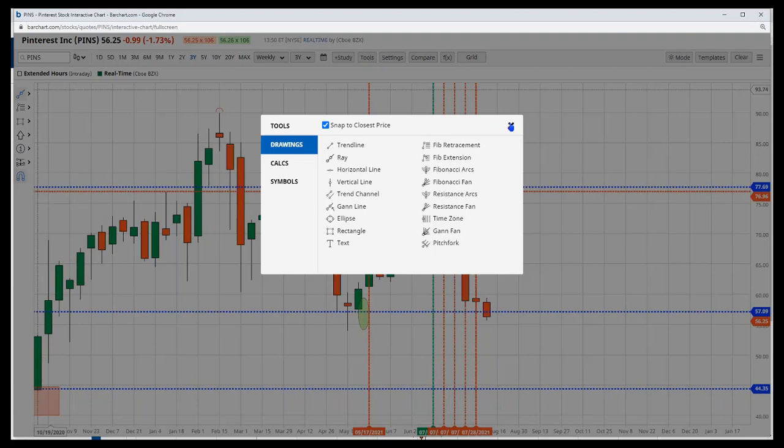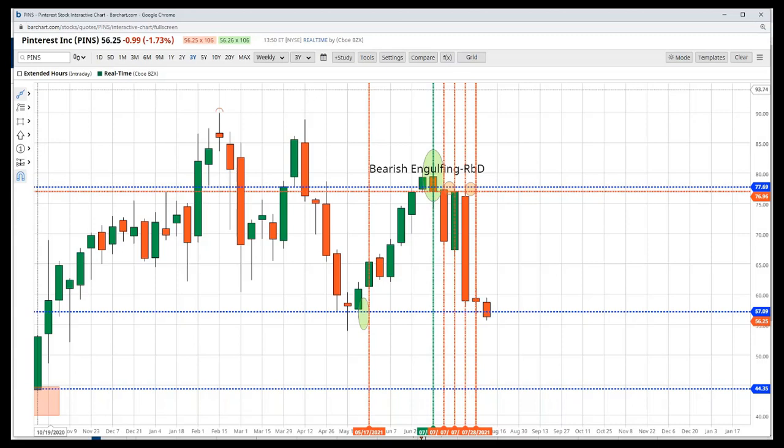He's demonstrating interactive charts. If you are logged into your account, whether you are a free member or a Barchart Premier member, every single time you place a tool on the chart, like these vertical lines or the horizontal lines or the little circles, the ellipses or text, we will save that in your account for the next time you come back to the chart.